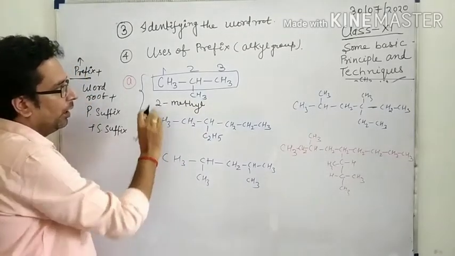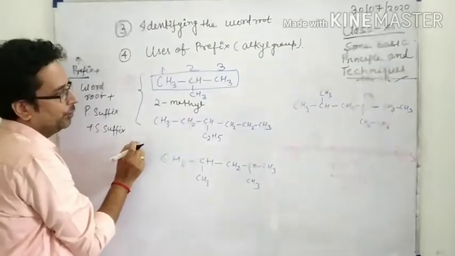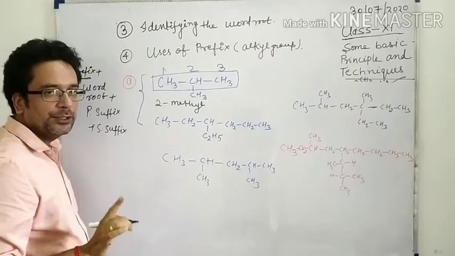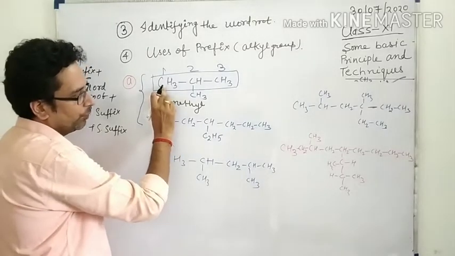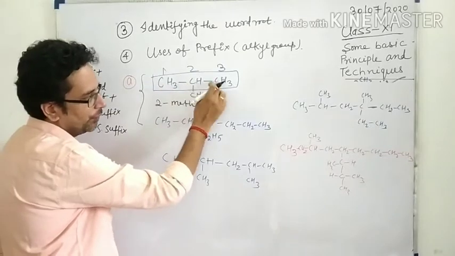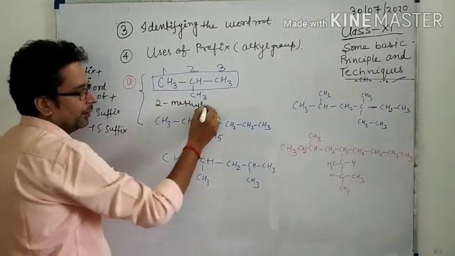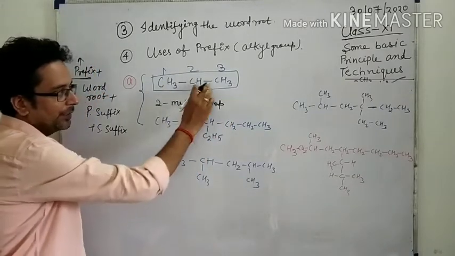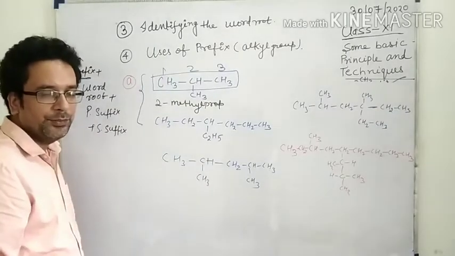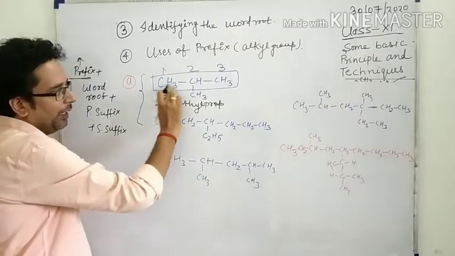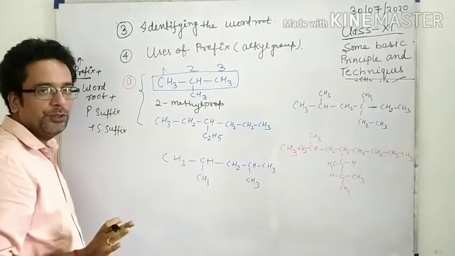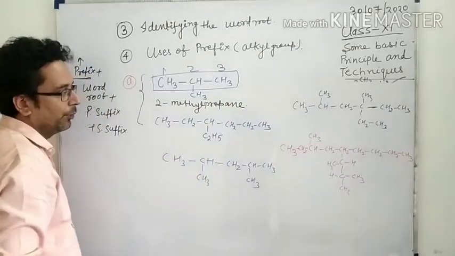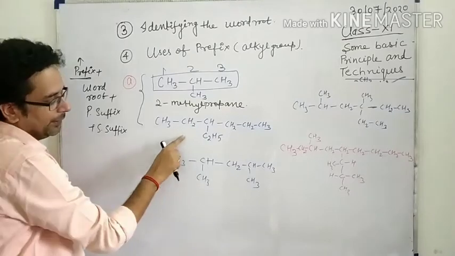Okay, now the word root. What is the word root? Only those carbons that are in the parent chain are used in the word root. So calculate the total number of carbons in the parent chain: 1, 2, 3. For 3 we use prop. Okay, and all are saturated. The primary suffix indicates the nature of the carbon. So all are saturated, single bond, and for single bond we use ane. So the name is 2-methylpropane.